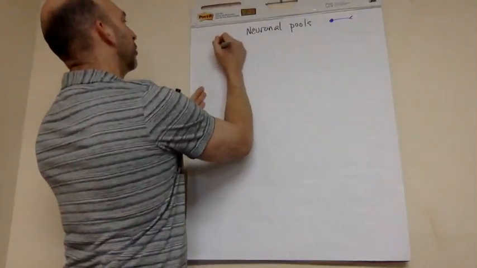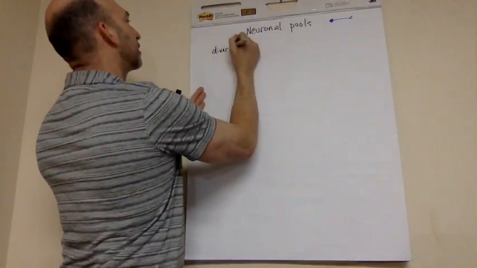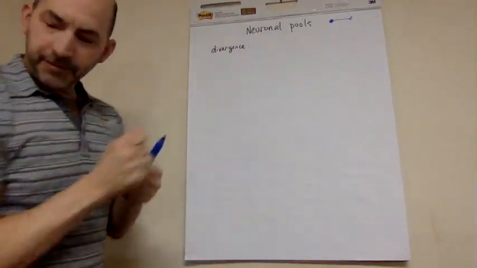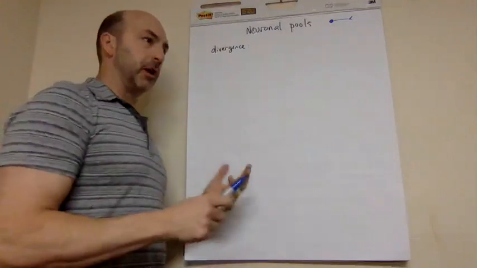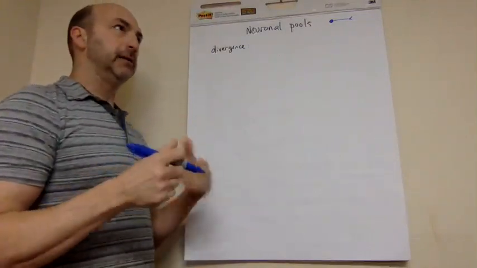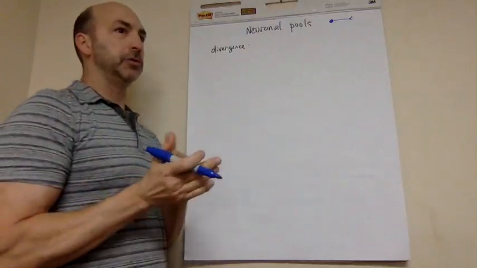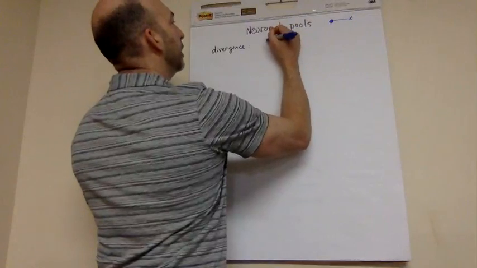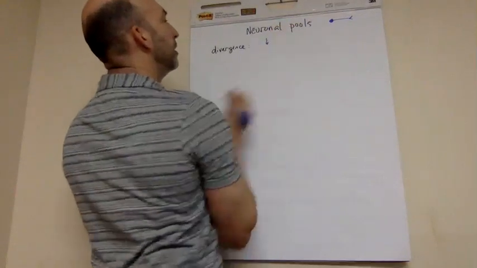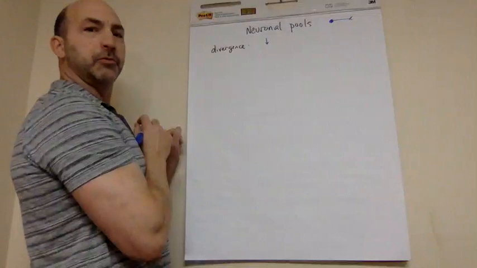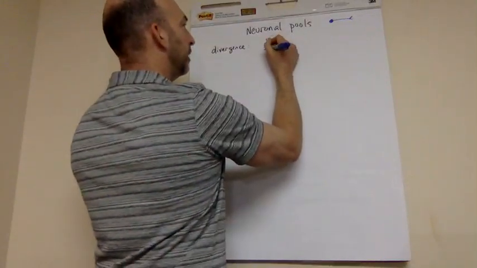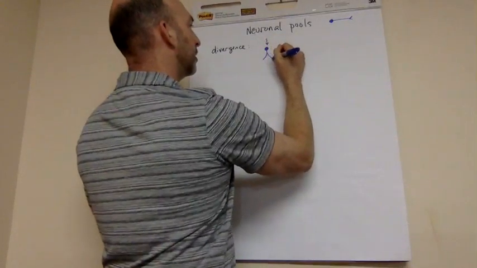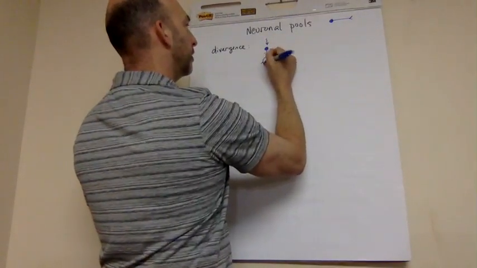the first type of neuronal pool is called divergence. And in divergence, well, the neurons diverge. The information they carry diverges, meaning it splits and goes to multiple targets. So in this scenario, one neuron receives information, right? So just a little squiggly arrow here. And it would then send this information to more than one target.